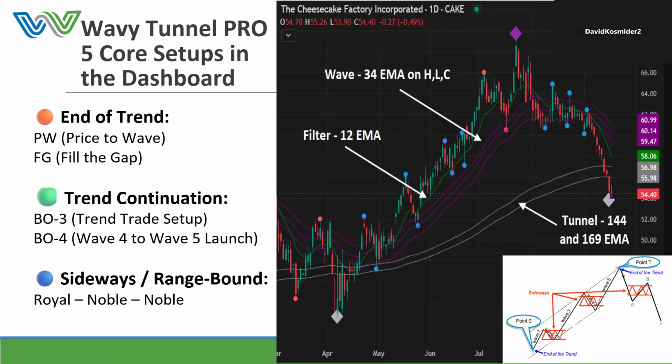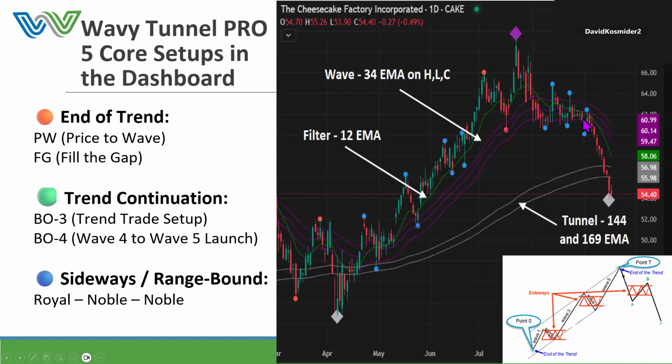Once the correction plays out in an ABC formation, this is a beautiful ABC setup, then the breakout 4 setup kicks in. This gives us a trend continuation trade. The market has corrected in a deep correction and is now ready to resume its move up. So I call this a breakout 4. It's not really a breakout trade.